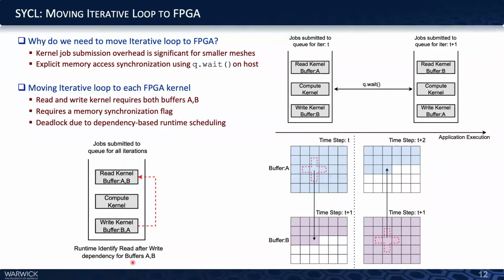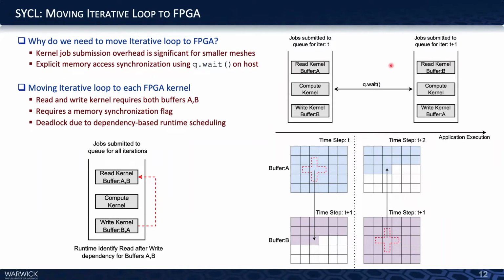Let's see a special optimization required when codifying stencil applications using SYCL. We have seen that batching will reduce the pipeline latency overhead for smaller meshes, but kernel job submission overhead will dominate if overall kernel execution time is not large enough. This diagram shows the execution of the application on FPGA through job submission.